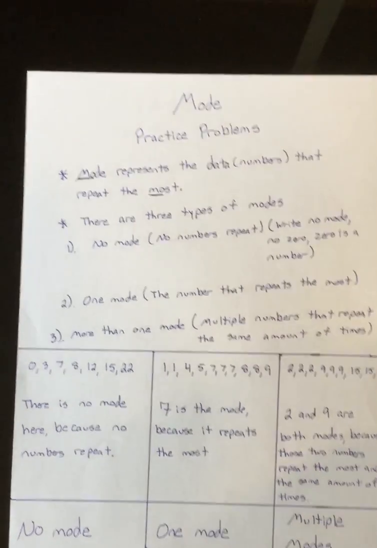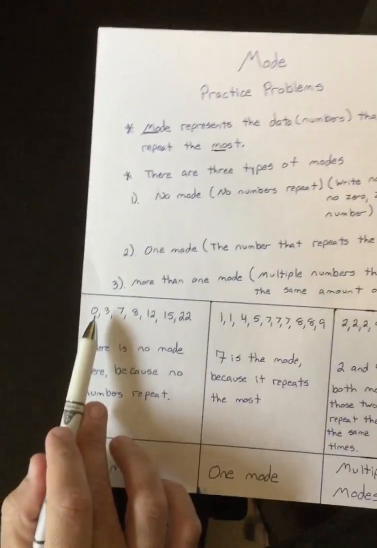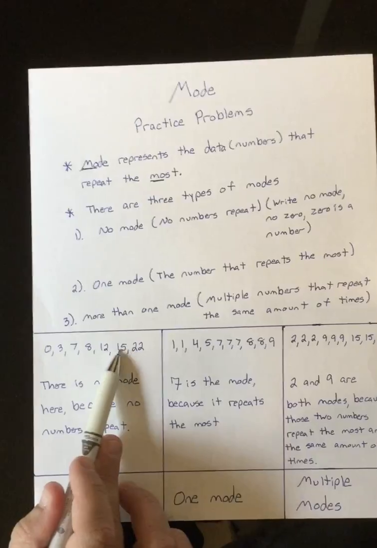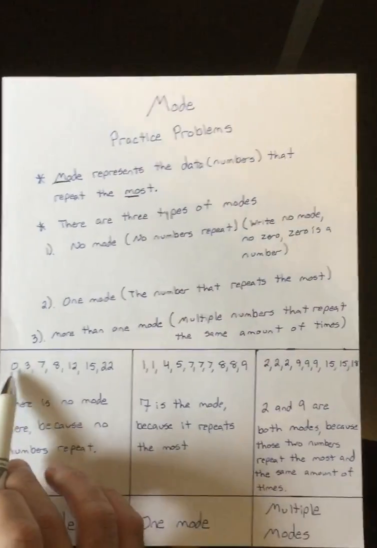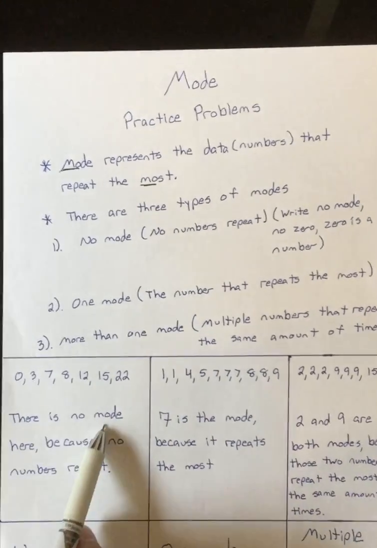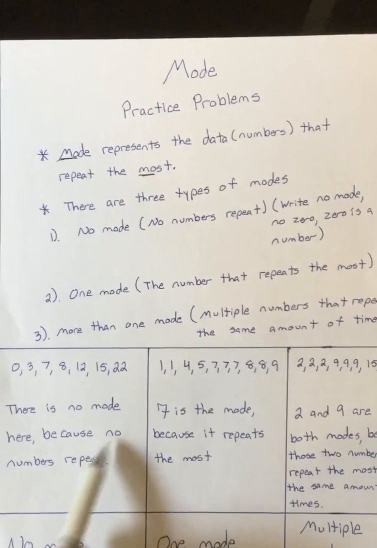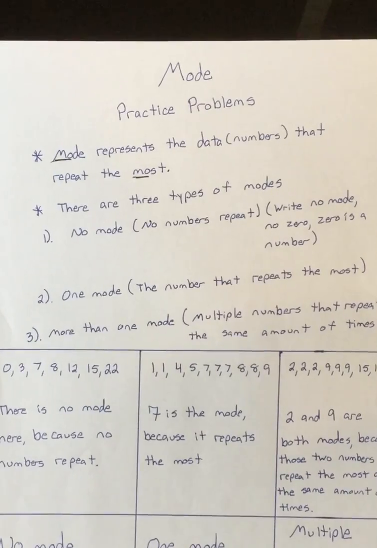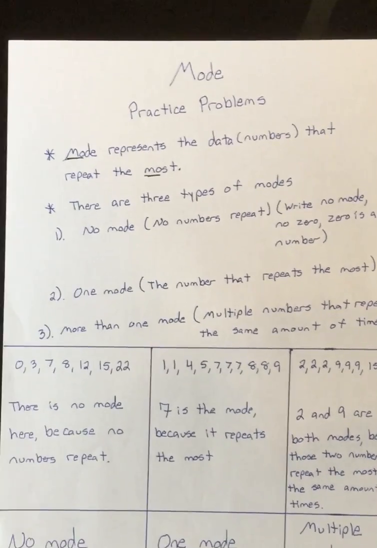So let's do a couple of examples. This first one we have 0, 3, 7, 8, 12, 15, and 22. Well, if you look at the numbers there, no numbers repeat. So there is no mode here because no numbers repeat. Notice how I wrote no mode.